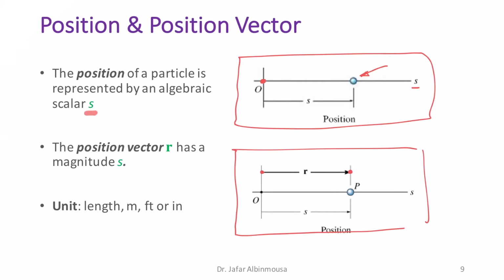And that vector has a magnitude of S, but its direction is pointing, its arrowhead is pointing toward the particle position P. So this is called the position vector. And as you will see later, we are going to use the position vector to determine the displacement, and then the velocity, and then the acceleration. Now, position and position vector have units of length, so either meter, feet, inch, or any other measure of length.